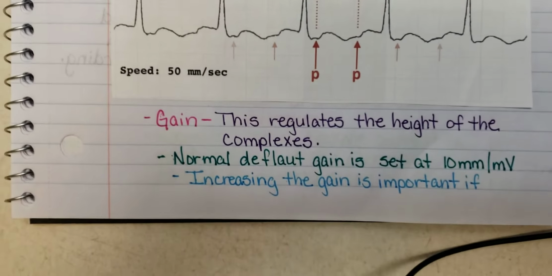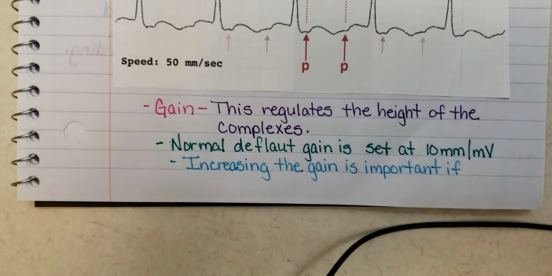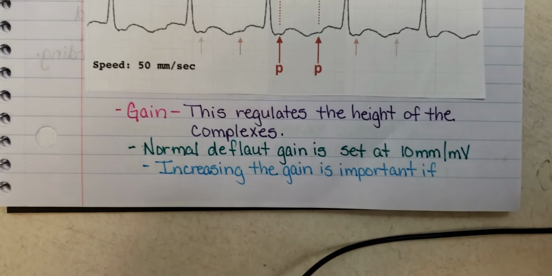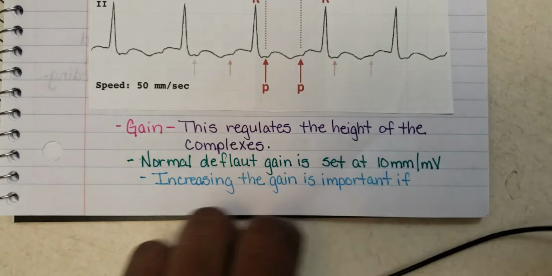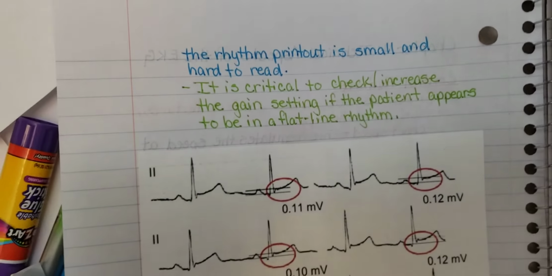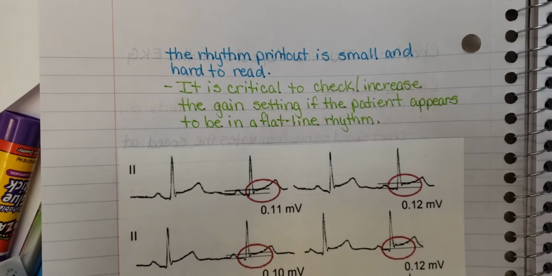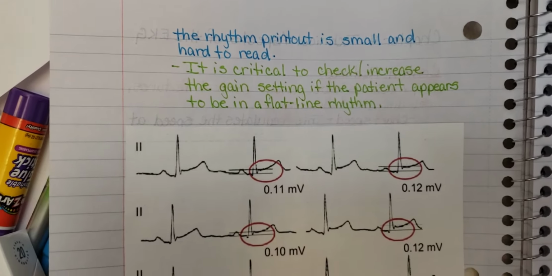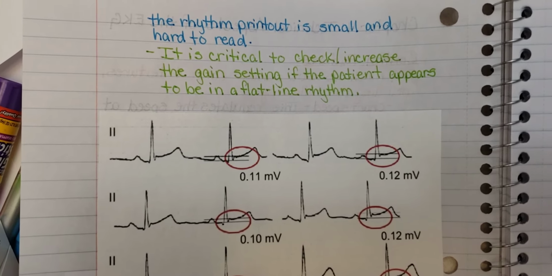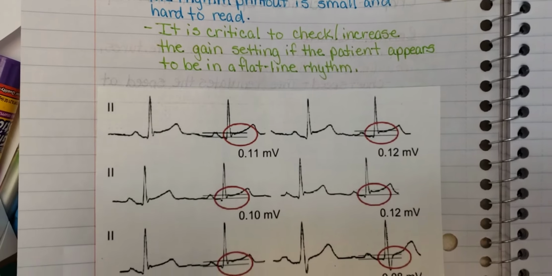The next control feature is the gain. The gain regulates the height of the QRS. The normal default of a gain is set at 10 millimeters per millivolt. Increasing the gain is important if the rhythm printout is small and hard to read. It is critical to check or increase the gain setting if the patient appears to be in a flatline rhythm.